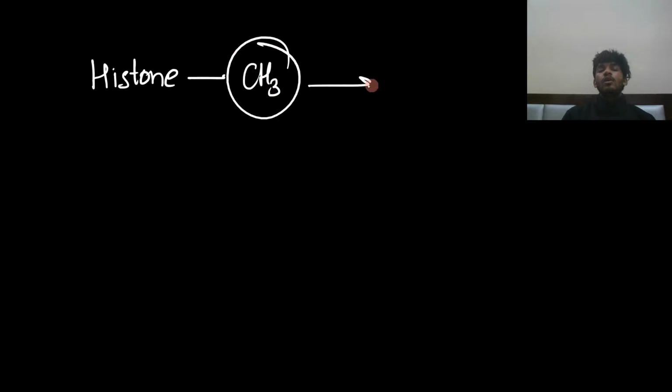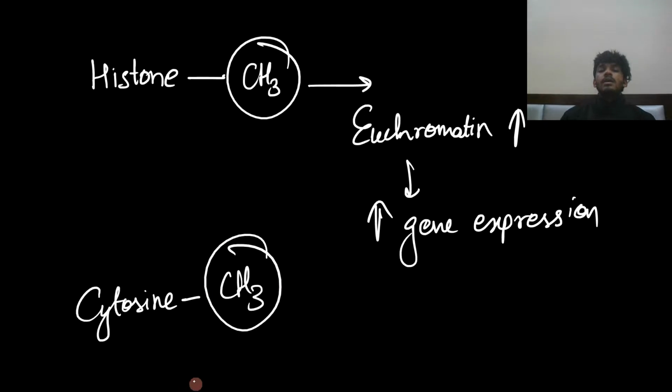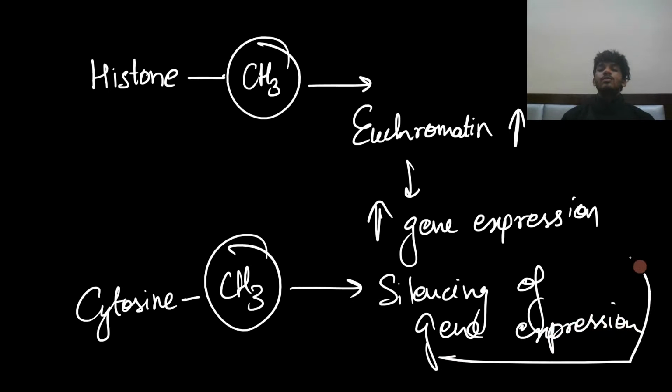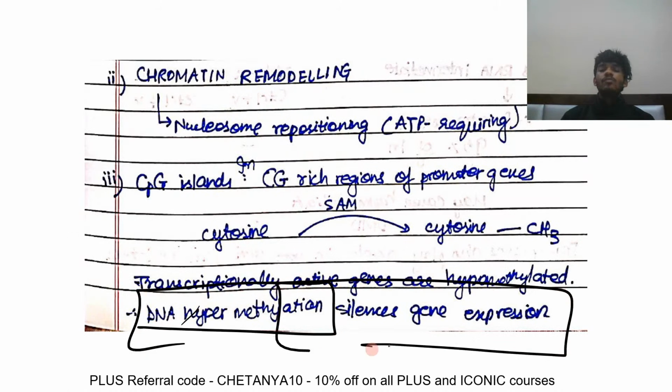So remember two things. If I put a methyl group on histone, that will lead to formation of more euchromatin, because it will decrease the positive charge on histone, and that will increase the gene expression. But if I take cytosine and I methylate a nucleotide base, that will lead to silencing of gene expression, because this is present in the promoter region. So hypermethylation of DNA is responsible for silencing of gene expression.